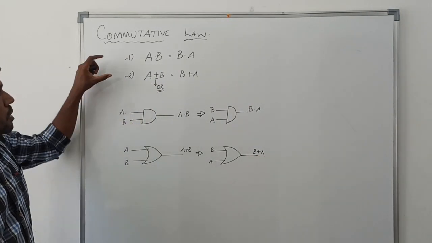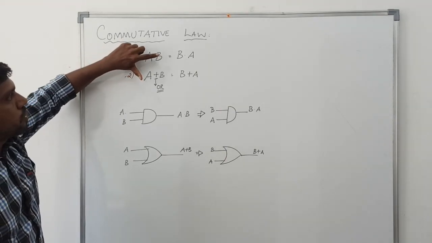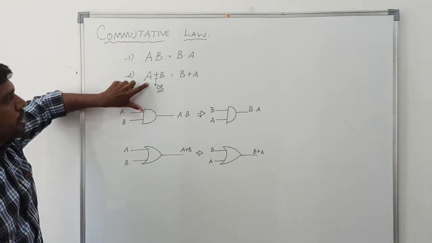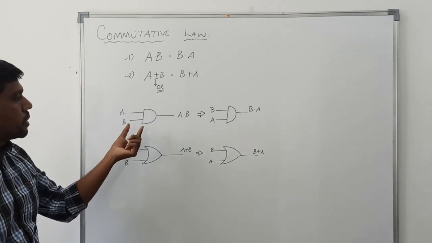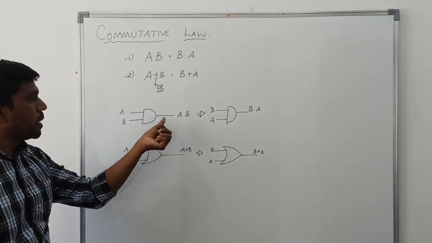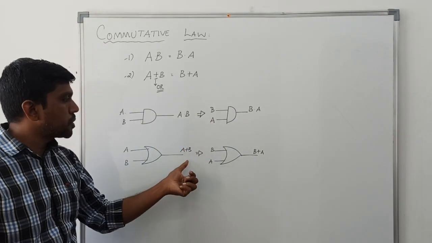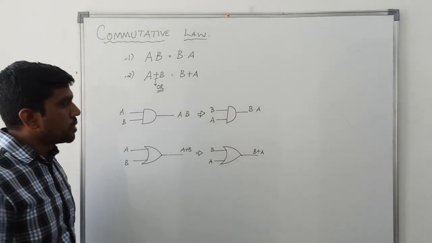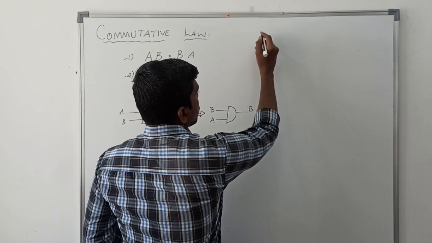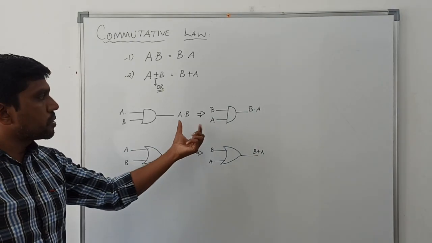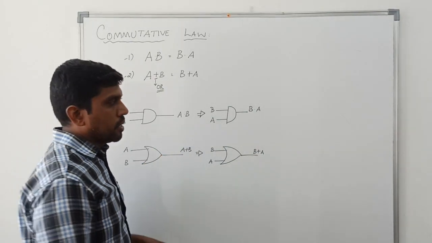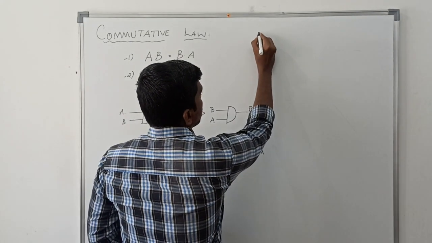So first we write the law A dot B equal to B dot A, then the second law A plus B equal to B plus A, then draw the graphical representation of A dot B and B dot A, A plus B and B plus A. Now I write the truth table to verify the result. Are both results equal, or are there any changes? Just verify with the help of the truth table.